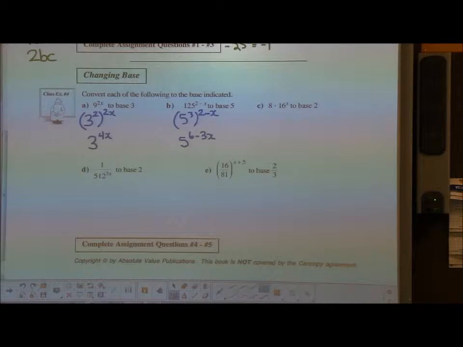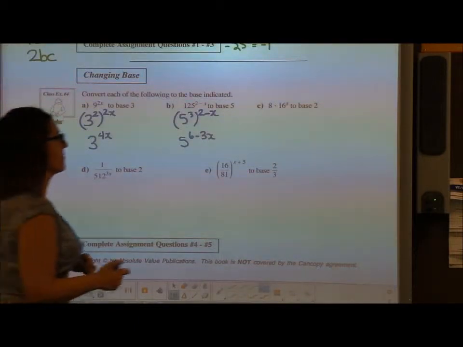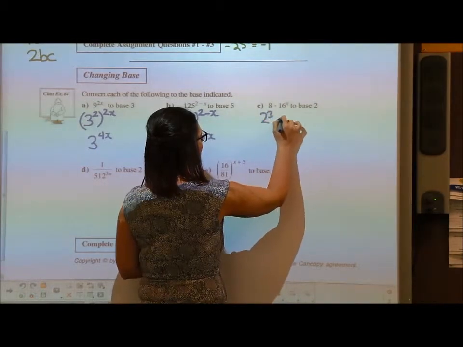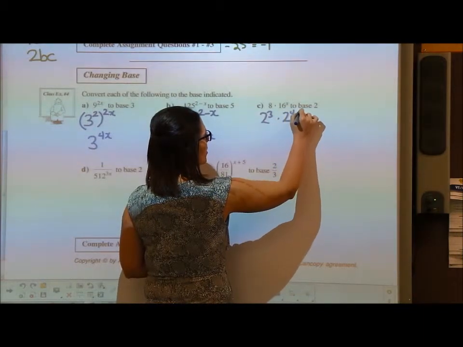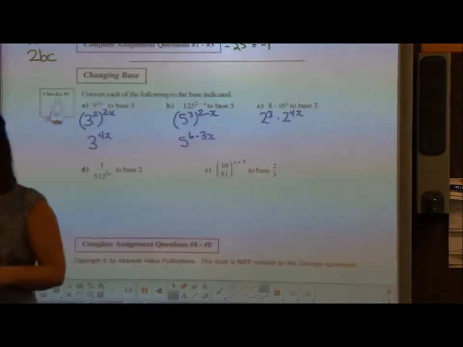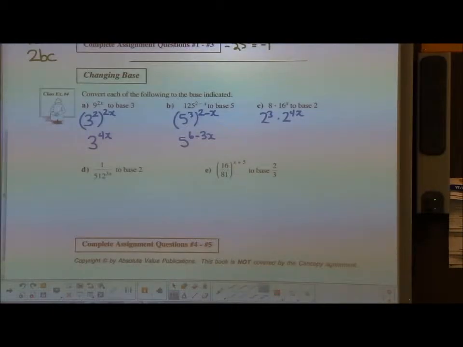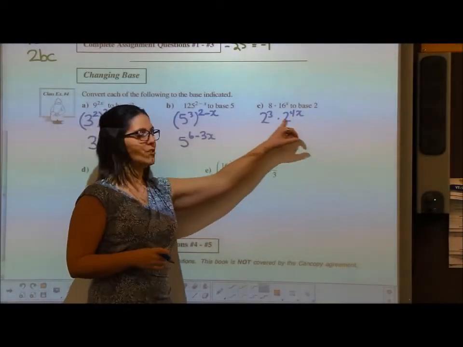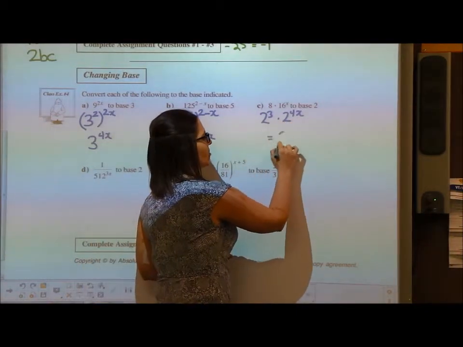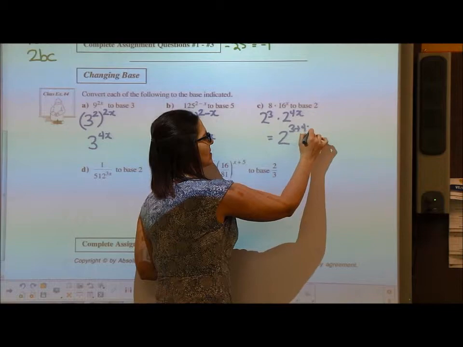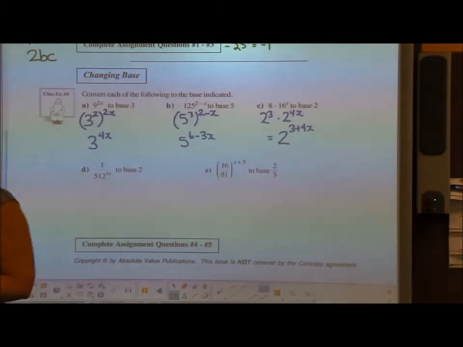Okay, so now I have 8 times 16 to the power of x, and I want to write everything as a base of 2. So 2 to the power of what equals 8? 3. And 2 to the power of what equals 16? 4. So again, 2 to the power of 4 to the power of x. So I'm just going to write it as 4x. If the bases are the same, what can I do to the exponents? Add them. So this becomes 2 to the power of 3 plus 4x.